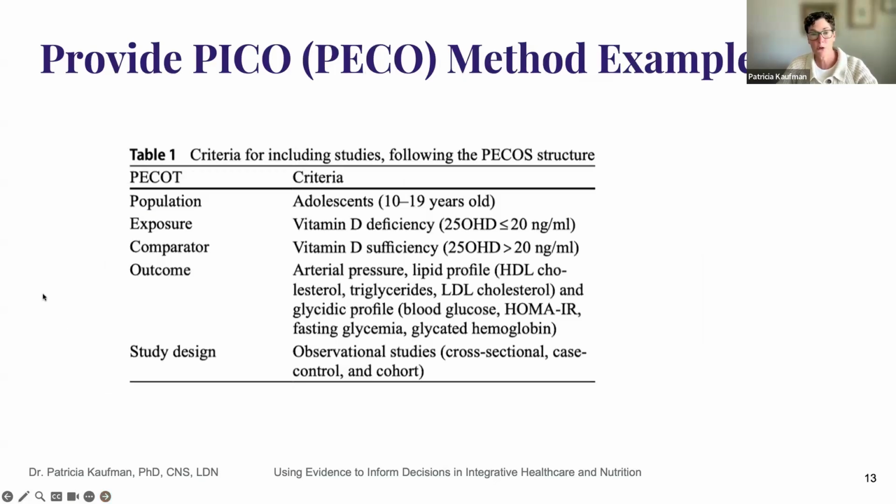Another method, if we look at an observational study, we can look at adolescents, the population of adolescents 10 to 19 years old. So the exposure is their vitamin D level, so their deficiency compared to sufficiency. So nothing is given, it's just looking at levels. The outcome here again is not what if deficiency was associated with a 20% increase in arterial pressure. Instead, it's just looking at what outcomes it's interested in: arterial pressure, lipids, blood glucose.